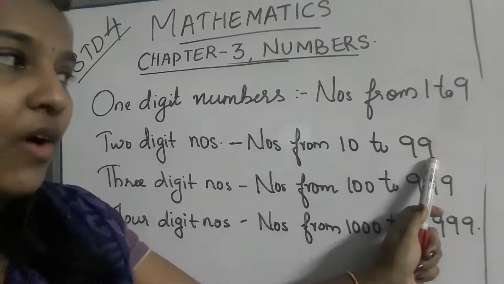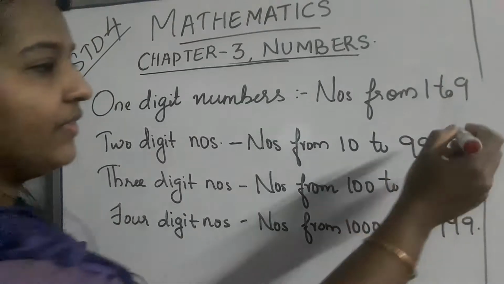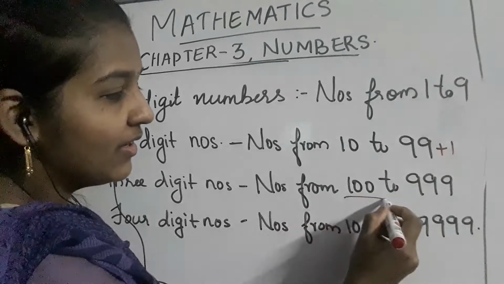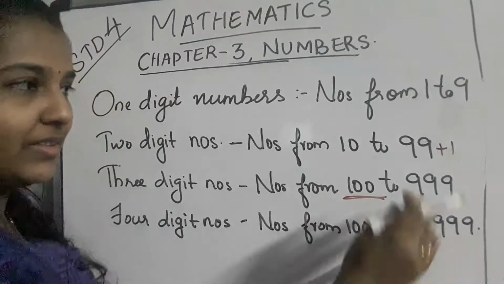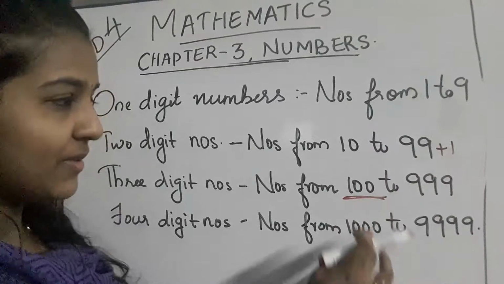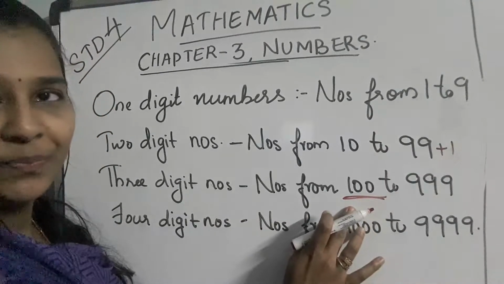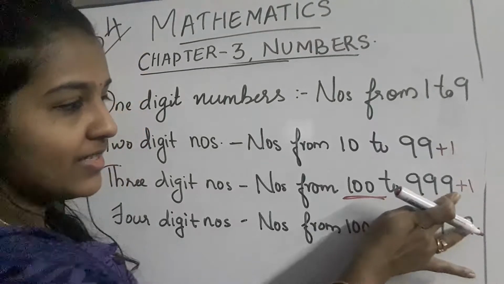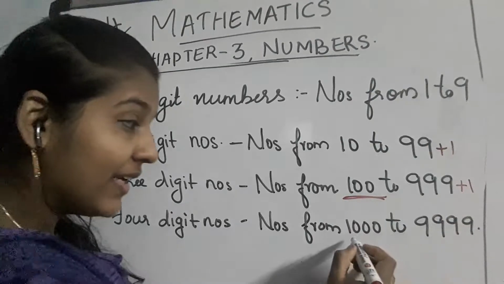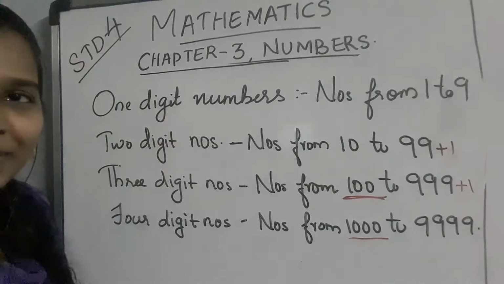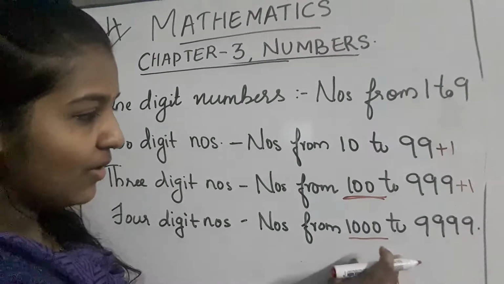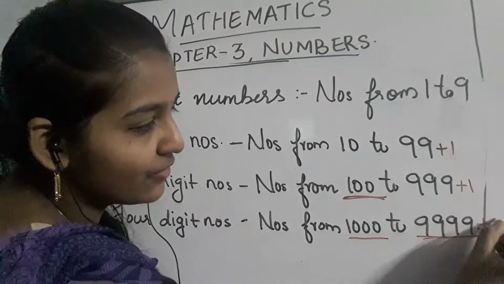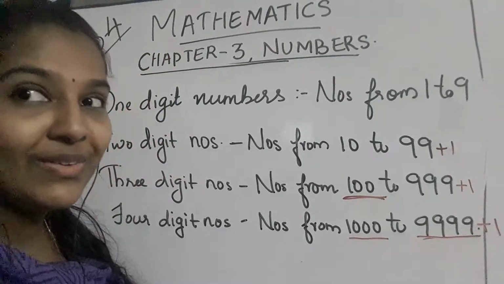And when we add 1 to the largest two digit number, we will get the smallest three digit number. That is 99 plus 1 is 100. So, that is the smallest three digit number, isn't it? And when we add 1 to the largest three digit number, we will get the smallest four digit number. Got it? Now, when we add 1 to the largest four digit number, what will we get?